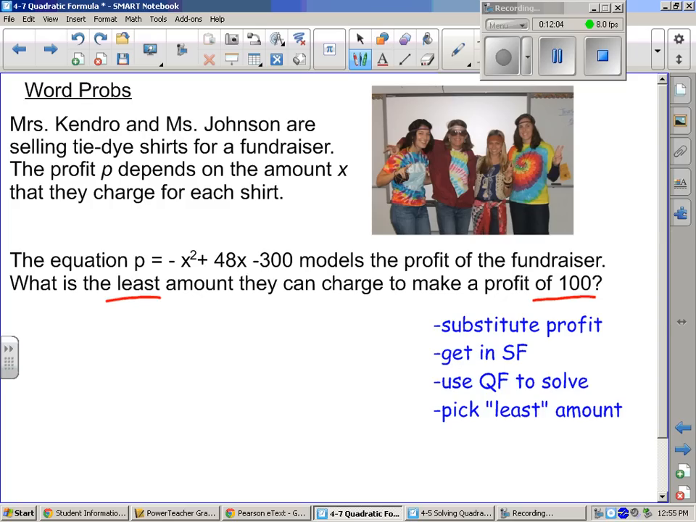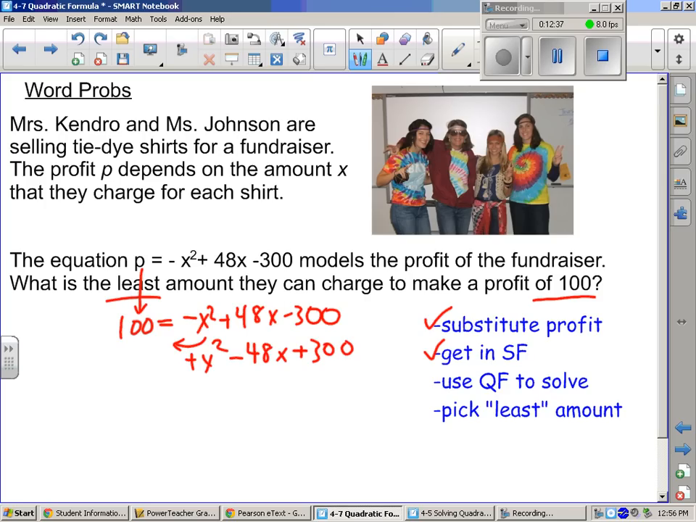Yeah, very good. Okay. So first thing we're going to do is substitute the profit in there. So for P, we're going to put 100. Then we have negative x squared plus 48x minus 300. Next step, get it in standard form. That means I have to have 0 on the other side. I want to bring this stuff over here to make the positive x squared. So I'm going to add x squared, subtract 48x, and add 300.